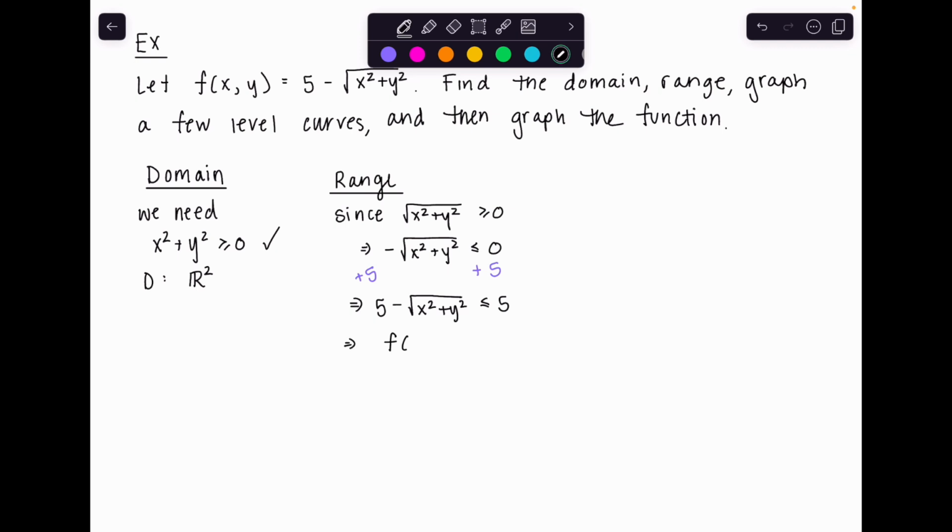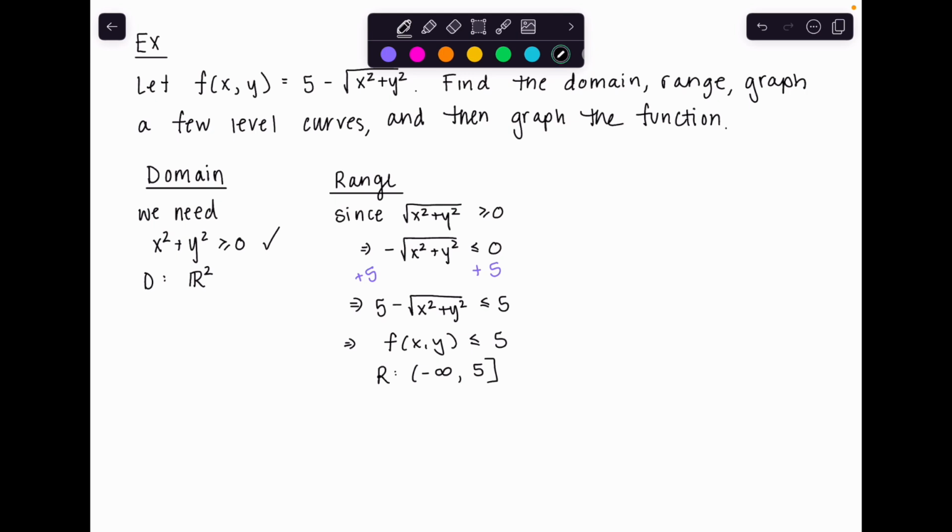Well, this is exactly my function. So the output of my function is going to be at most 5. So that's exactly what our range is. I can go from negative infinity up to 5. So that is the biggest z value this function will ever take on.